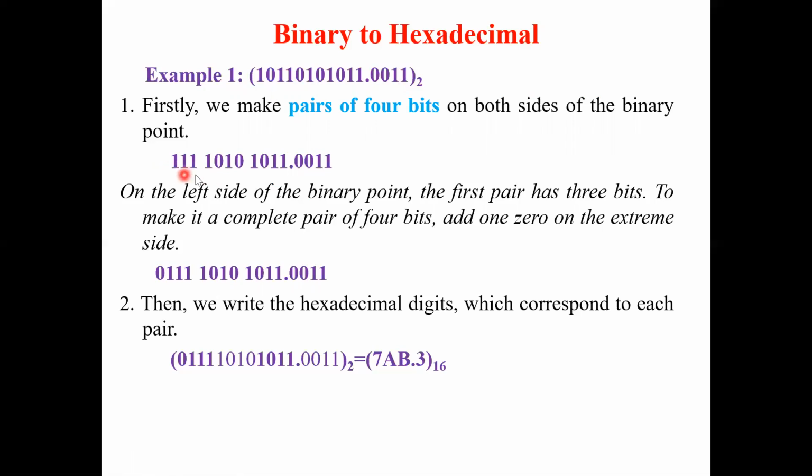Now you can see there is only 1 bit left over here. There should be 4, so I add 1 0 over here. So this is exactly 4, 4, 4. Now 1011 is B, 1010 is 10, which is A, 0111 is 7, and 0011 is 3. So it is 7AB3. This is the hexadecimal representation of this particular binary string. One bit over here was padded to make it 4 bits.